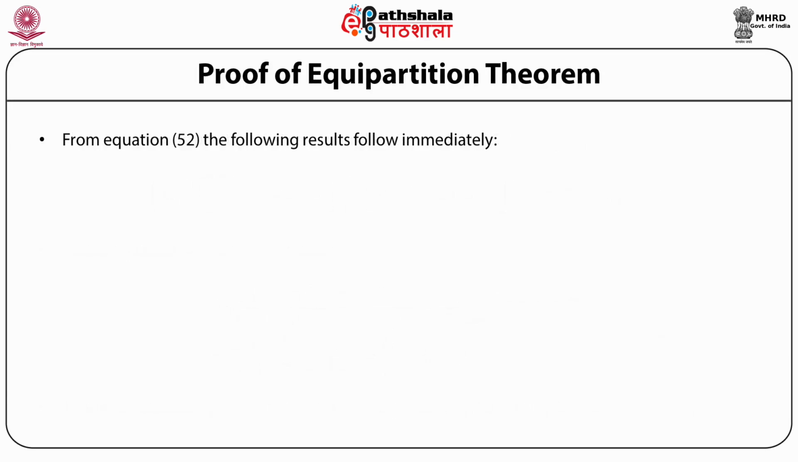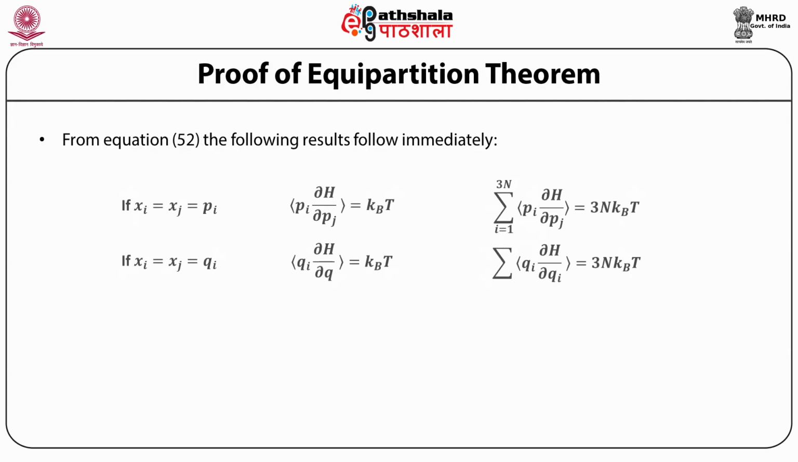From equation 52, the following results follow immediately. If xi is equal to xj is equal to pi, then the mean value of pi multiplied by the partial derivative of H with respect to pi is equal to kBT, and therefore the summation over i from 1 to 3N of the mean value of pi partial derivative of H with respect to pi is equal to 3N kBT. If xi is equal to xj is equal to qi, the mean value of qi multiplied by the partial derivative of H with respect to qi is equal to kBT, and therefore the summation of the mean value of qi multiplied by the partial derivative of H with respect to qi is equal to 3N kBT.